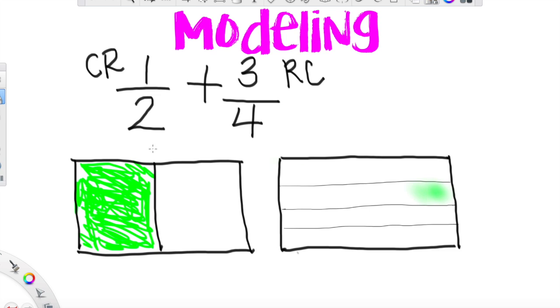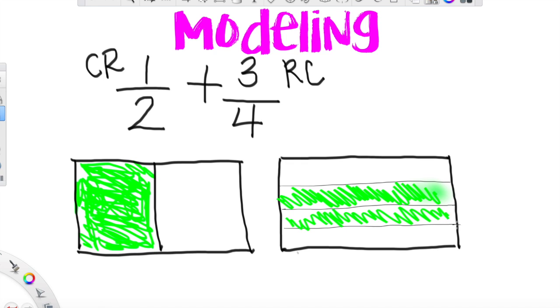Can you tell that I haven't made a video in a while and I am not remembering how to use all my tools? I do remember though how to show 3/4. I'm going to show 3/4 by shading in 3 of my rows so that I can very clearly show 3/4. Okay, so here's the fun part.